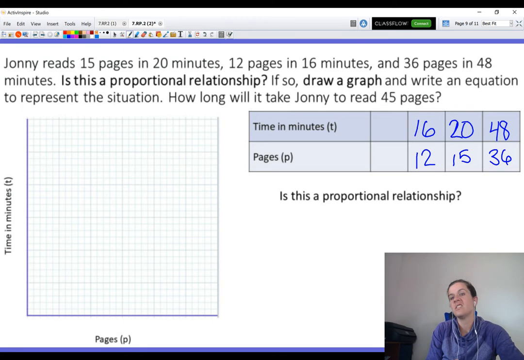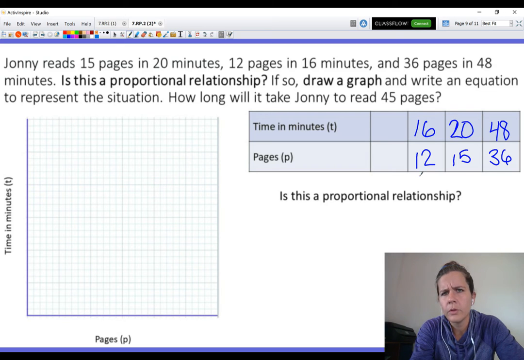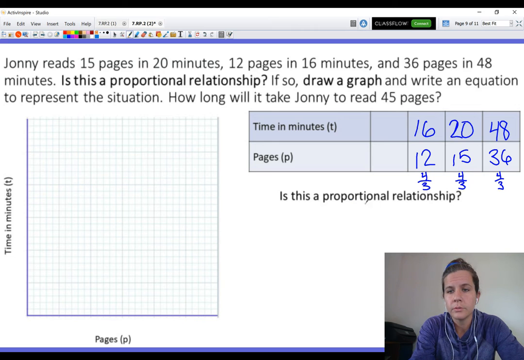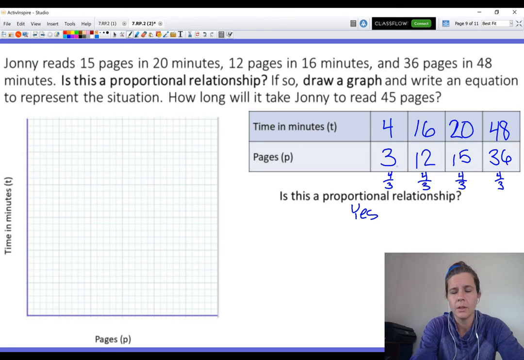Okay, let's reduce these and see if they're proportional. So 16 to 12, both of those have a factor of 4, and that would reduce to 4 to 3. 20 to 15, both have a factor of 5, so it reduces to 4 to 3. 48 to 36, both have a factor of 12, so that reduces to 4 to 3. So these are proportional. Is it a proportional relationship? Absolutely it is. I'm going to take this 4 to 3 and I'm going to put it up here. It's still a proportional relationship with all of them because this is going to be 4 to 3.